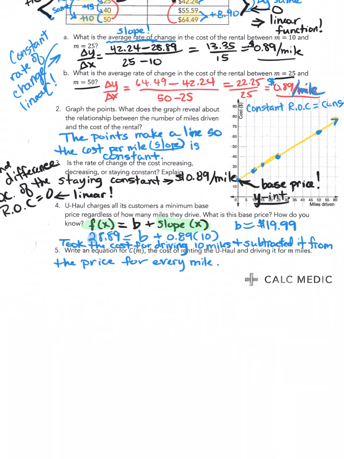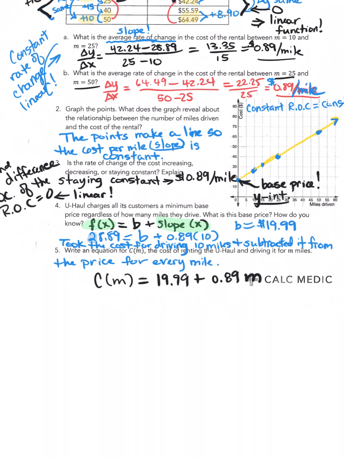That left us with $19.99, which must be the base price. So now it says write an equation C of M for the cost of renting the U-Haul and driving it for M miles. Well, that's going to be easy to do now that we know. So we know that it's going to be C for M miles. It's going to be that base price. Well, what is that base price? $19.99 plus the slope, or the rate of change, which would be 89 cents per mile driven. Boom. We have an equation.